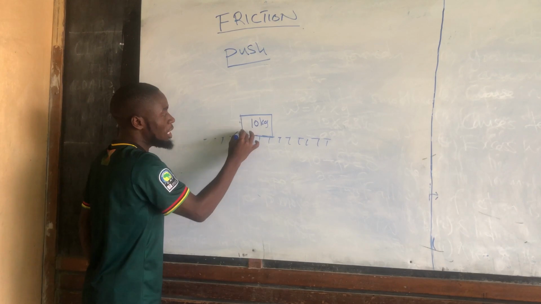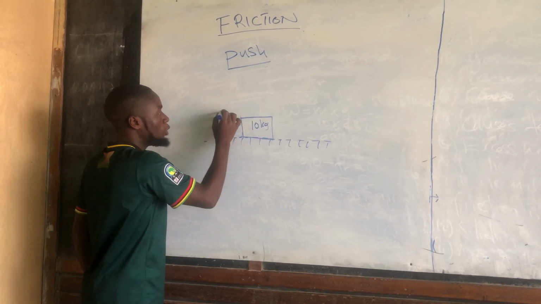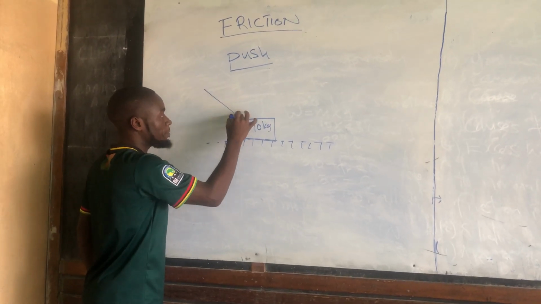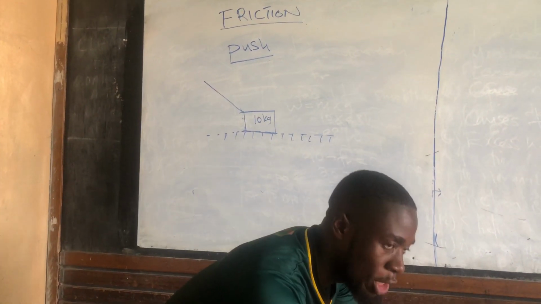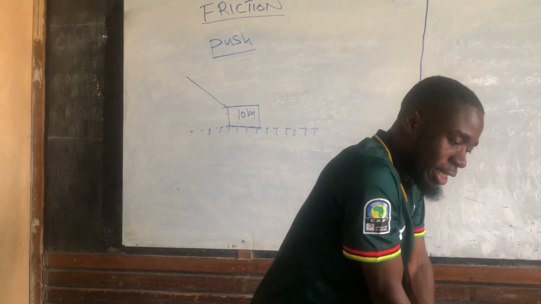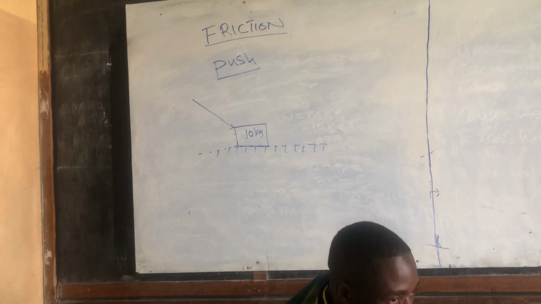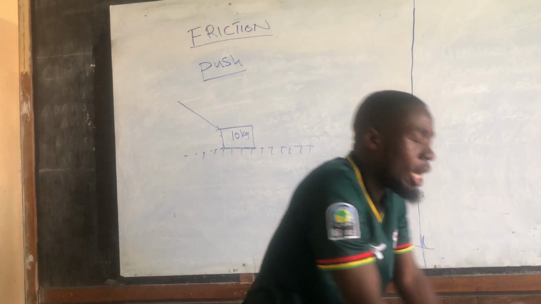Instead of pushing here directly, you decide, no, let me push this at an angle. Maybe you want to push it here. Instead of just pushing it straight like this, you decide to push it at an angle here, okay?